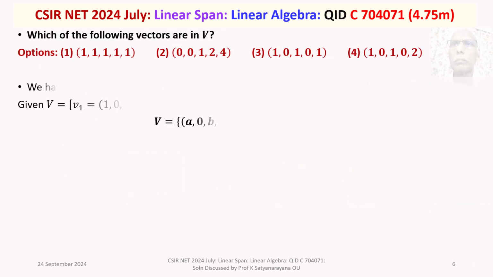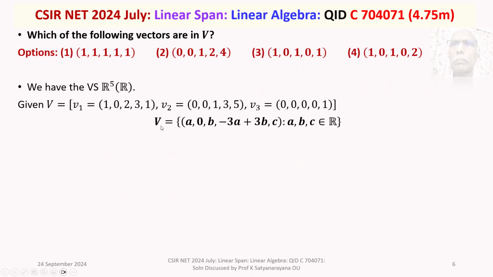Right. So we have V, the linear span of these 3 vectors V1, V2, V3, and it is the set of all those 5-tuples given by (A, 0, B, minus 3A plus 3B, C), where A, B, C belong to R. Now, what is our question? Which of the following vectors are in V? Is this vector (1, 1, 1, 1, 1), this 5-tuple, in V? So that's our first option.